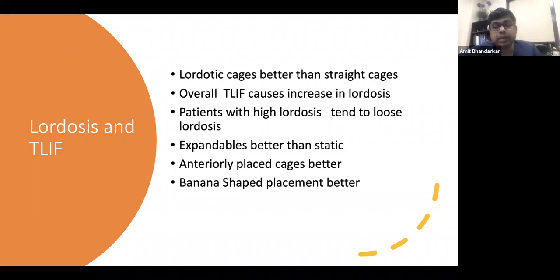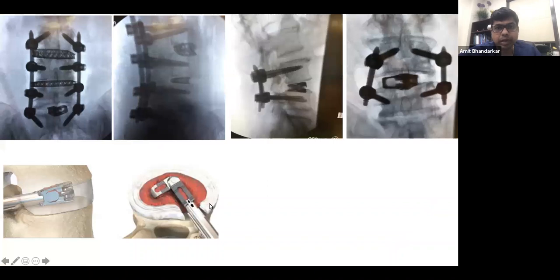The expandables are better than static cages for giving lordosis. Anteriorly placed cages do better. With the banana-shaped cages, the placement is better for creating lordosis. There are some examples of articulating cages that I often use in practice. This patient needed some lordosis here, nicely done here. Now, this is a lordotic expansion.